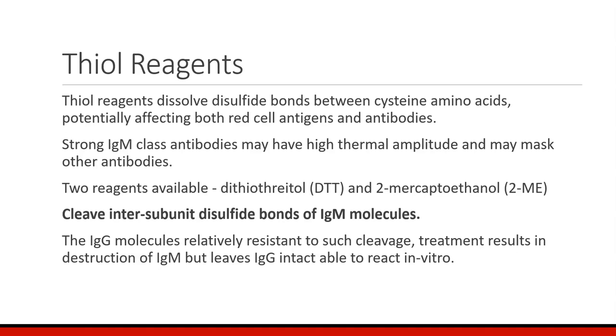So you've done your testing, you have demonstrated the strong thermal amplitude, you've identified the antibody. You always have to do all these other things first before you try a thiol reagent. Then you add the thiol reagent, and what will happen is the IgM class antibody can't react because it's been destroyed. And so if an IgG is there, you'll be able to see it.